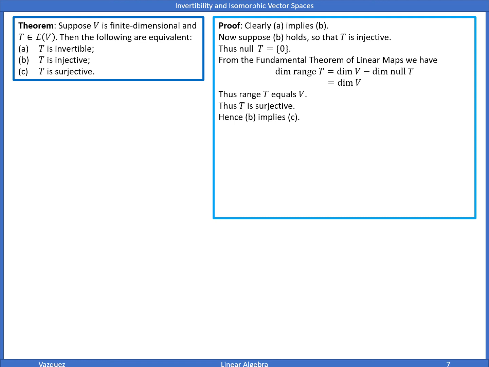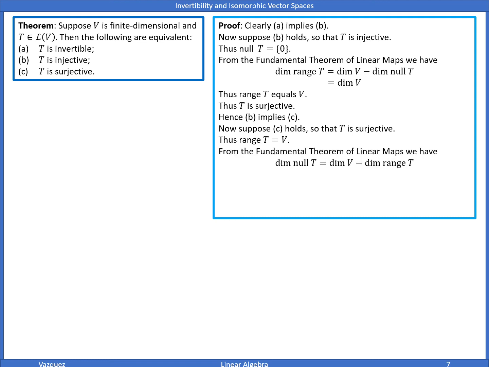Therefore, B implies C. Now, finally, suppose C holds, so that T is surjective. We're going to prove that it is invertible. If it's surjective, then the range of T is equal to V. Again, from the fundamental theorem of linear maps, the dimension of the null space of T is equal to the dimension of V minus the dimension of the range of T, which is the dimension of V minus the dimension of V, which is 0. Therefore, the null space of T equals 0.